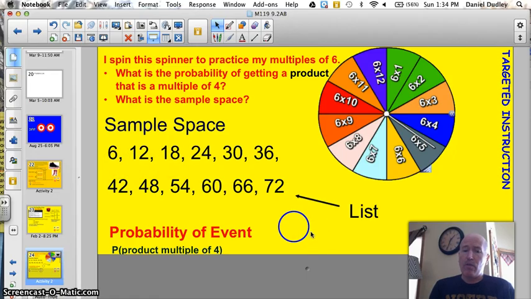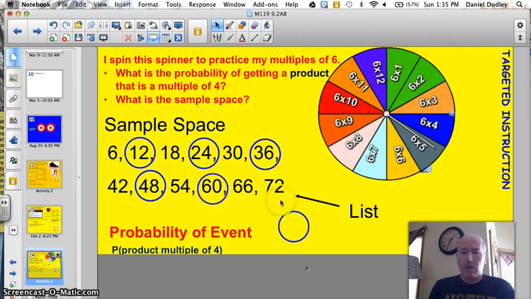Now I just have to go through and find my probability of getting a product that is a multiple of 4. Well, 12 is a multiple of 4. Whoa. 24 is a multiple of 4. And 36 is a multiple of 4. 48 is a multiple of 4.